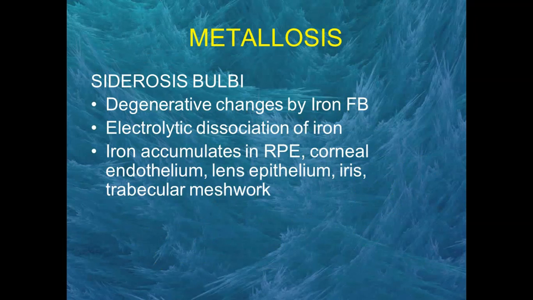So what is siderosis bulbi? Siderosis bulbi is a degenerative change caused by an iron foreign body, which basically occurs due to the electrolytic dissociation of the iron once the iron foreign body enters the eye. Iron starts to accumulate in the retinal pigment epithelium, the corneal endothelium, the lens epithelium, iris, and also the trabecular meshwork.